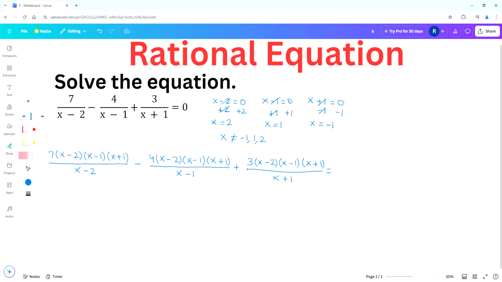On the right side of the given equation, there is a 0. 0 times x minus 2 times x minus 1 times x plus 1 will be equal to 0. So the 0 stays on the right side. Now we can simplify the terms on the left side. We can cancel out the common expressions in the numerator and the denominator.